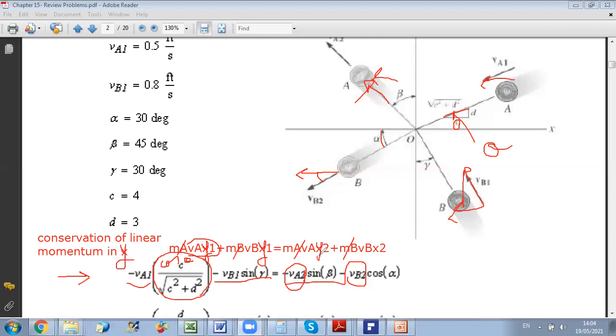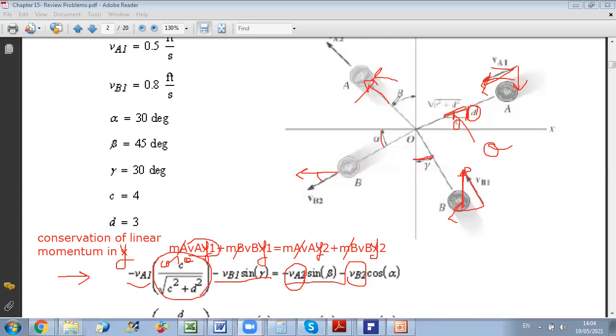The mass is also simplified. Now we will replace the velocities. To start with, if you look at VAY at state 1, it's a negative component. It's minus VA1 times sine of the angle. Sine theta is D over radical C square plus D square. For VB1, the projection on Y is plus VB1 cosine of gamma.